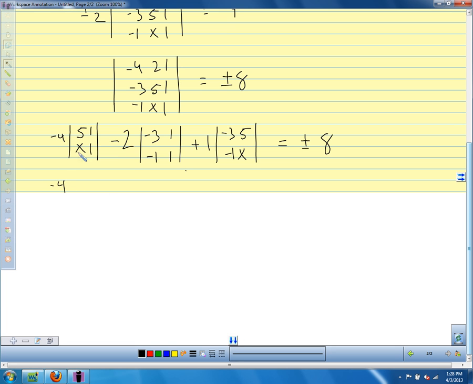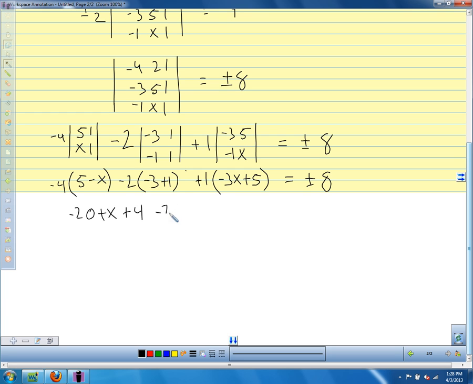Well, now I get -4 times this determinant: 5 times 1 is 5, minus x. Minus -2 times this determinant, -3 minus -1. Plus 1 times this determinant, which is -3 times x, minus -5 is plus 5. And that has to equal plus or minus 8. And now I can simplify this. So I get minus 20 plus x, -3 plus 1 is -2, times -2 is plus 4. And here I get minus 3x plus 5 for this one, equals plus or minus 8.